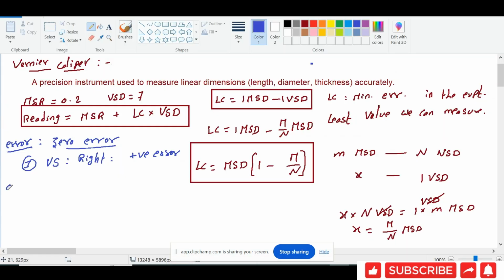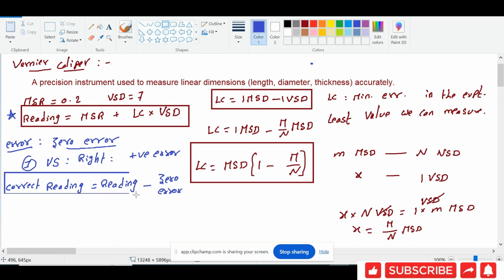Now the correct reading will be, you already found the reading here, this is the reading, correct? So that reading value you have to find out, minus the positive error, means this 0 error you write minus the 0 error. So in this way we will remove the error and we will get the exact correct value even if the equipment has error.